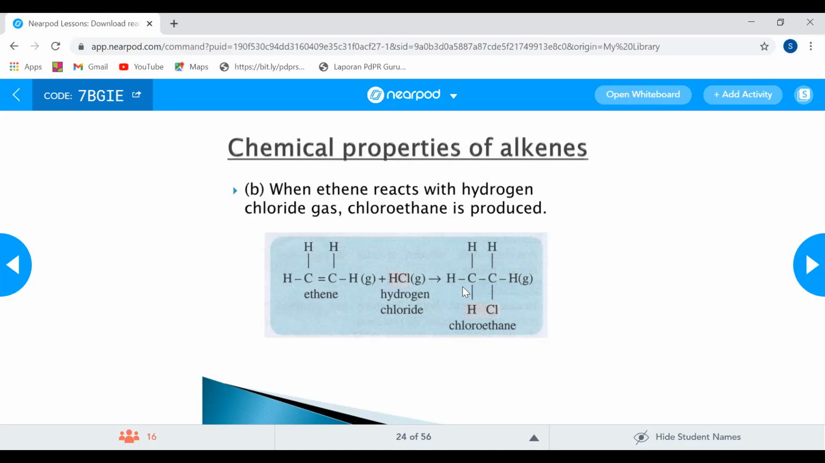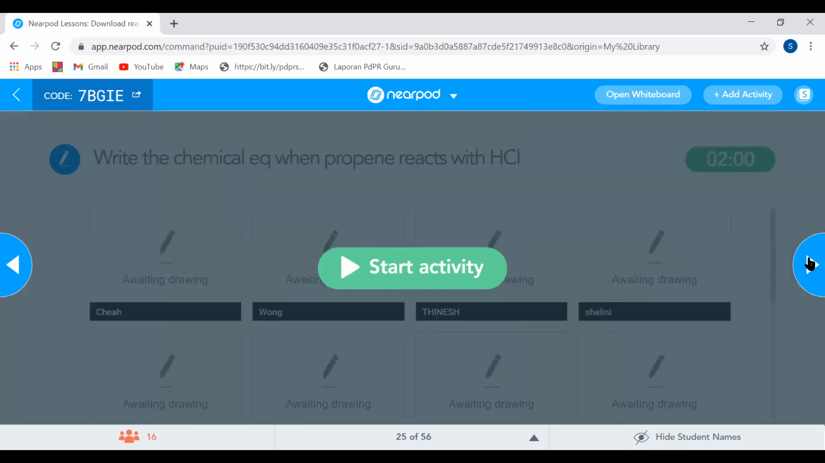Chloroethane. Okay, if let's say teacher changes this Cl to Br, what will it be? Bromoethane. If I change to iodine? Iodoethane, correct. Okay, practice, practice. Now are you ready to start your activity? Yes. Two minutes.